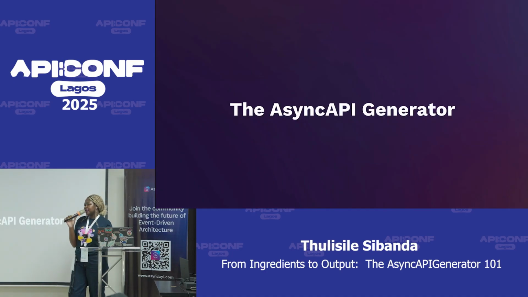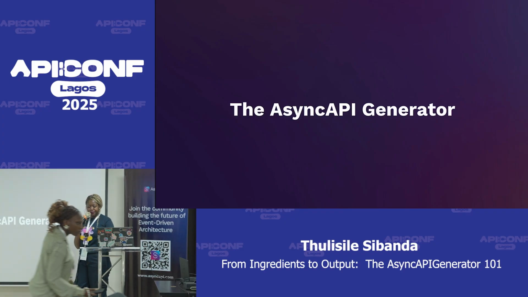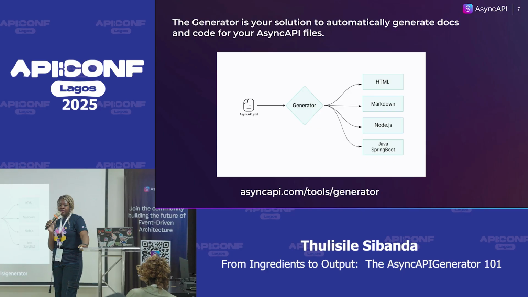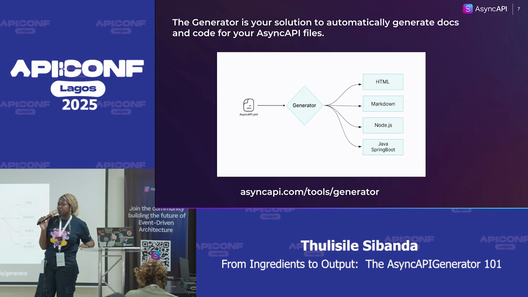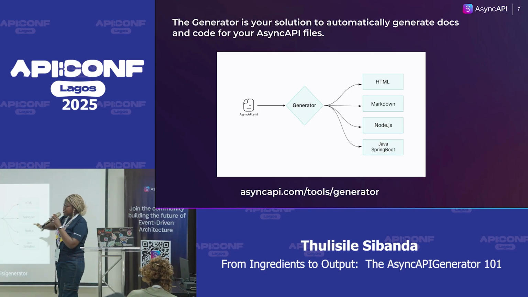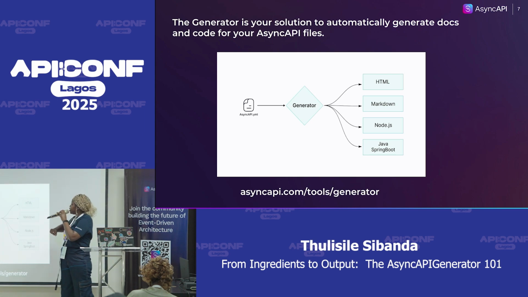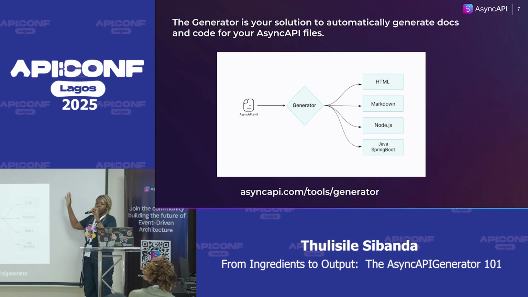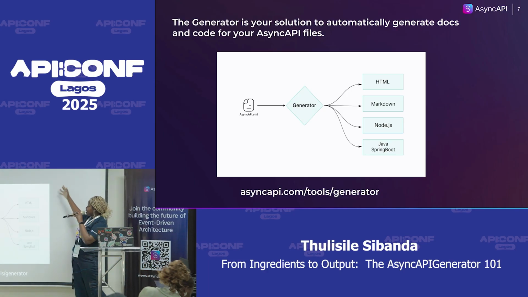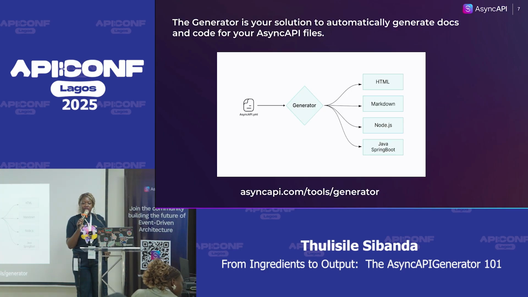So the main thing today, I was speaking about the AsyncAPI generator. So it is one of the tooling that we have as part of the AsyncAPI ecosystem. So this tooling, the generator, helps you to generate code or your document automatically by feeding it some components. So this is the architecture that we have. You need an AsyncAPI document, you put it to the AsyncAPI generator, then it gives you an output of what needs to come out, whether it's an HTML, a Markdown document, Node.js. So this is what the generator does.